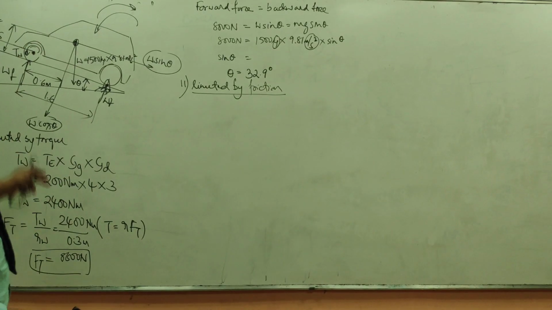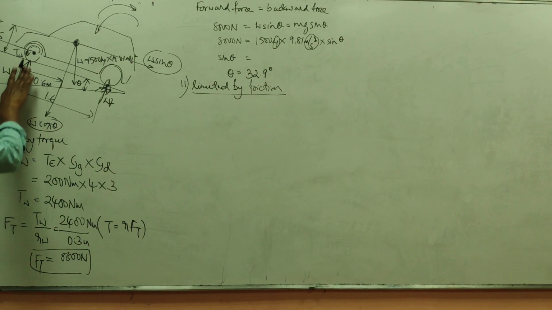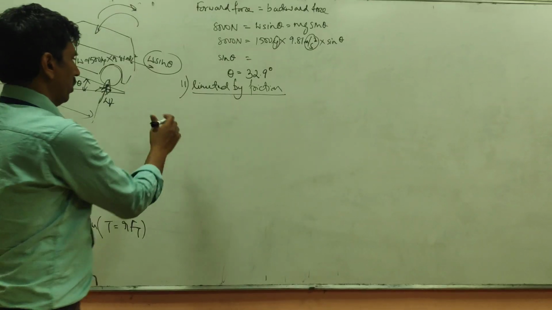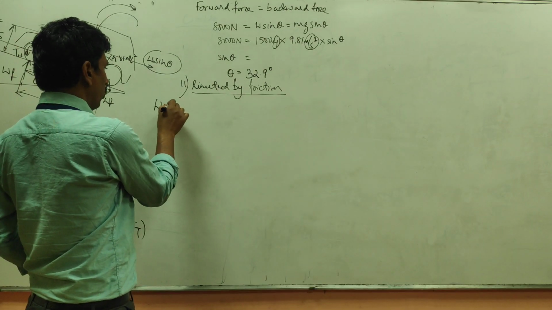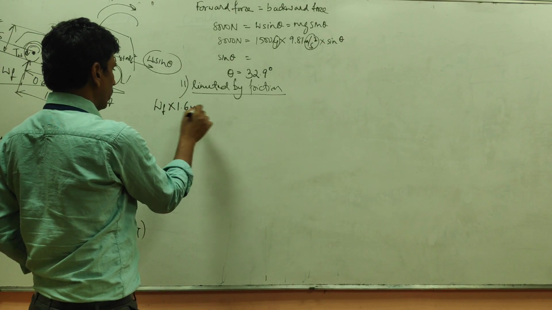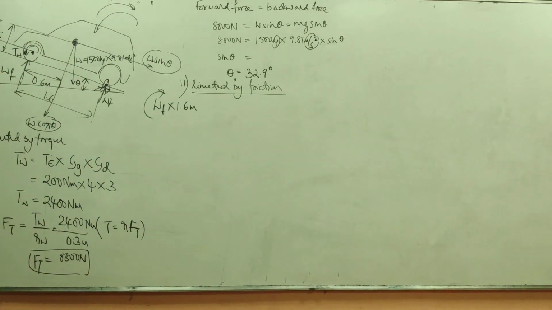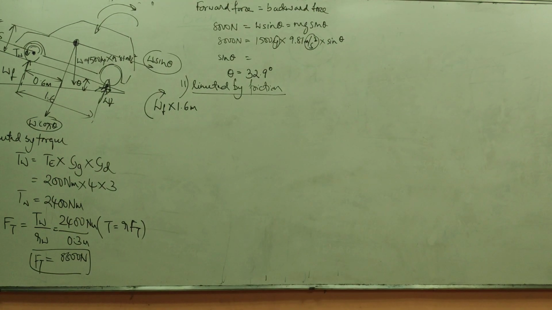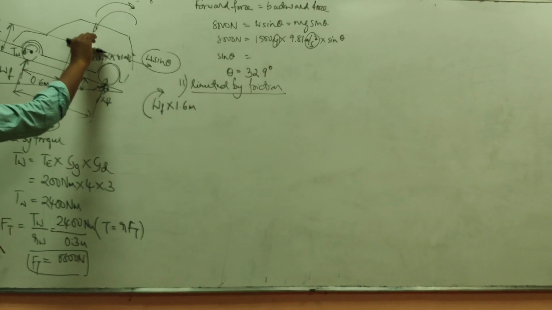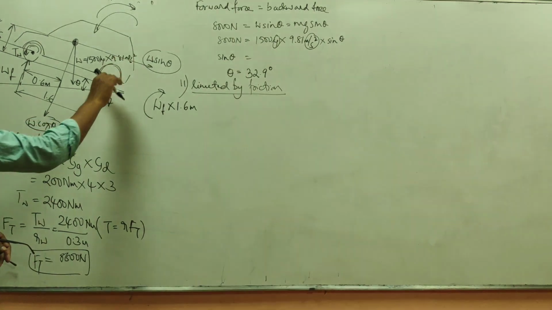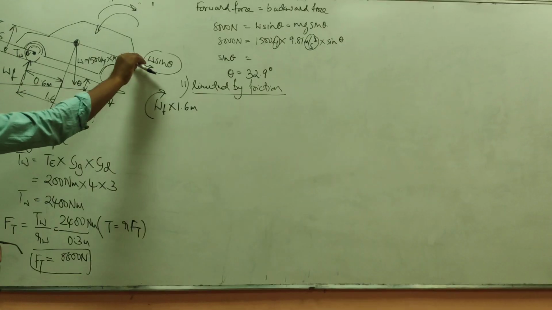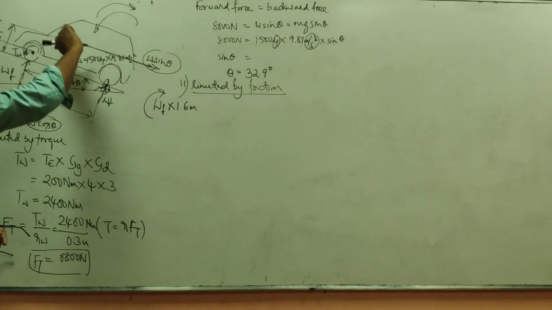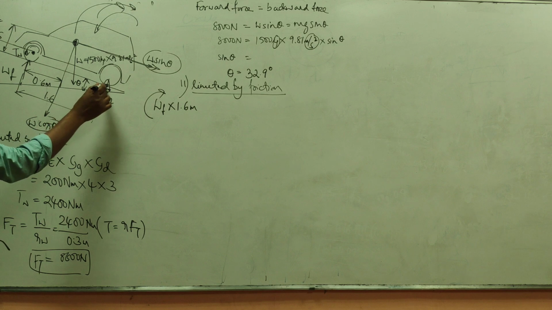Now the clockwise moment here is WF, which is acting like this, from this point at a distance of 1.6. So I'll write this as WF into 1.6 meters. This is acting clockwise about this rear hinge of the wheel. And then one more is the weight of the vehicle, which is always acting downwards. There are two components. One component of the vehicle weight is acting like this, again trying to rotate this in the clockwise direction about this point.